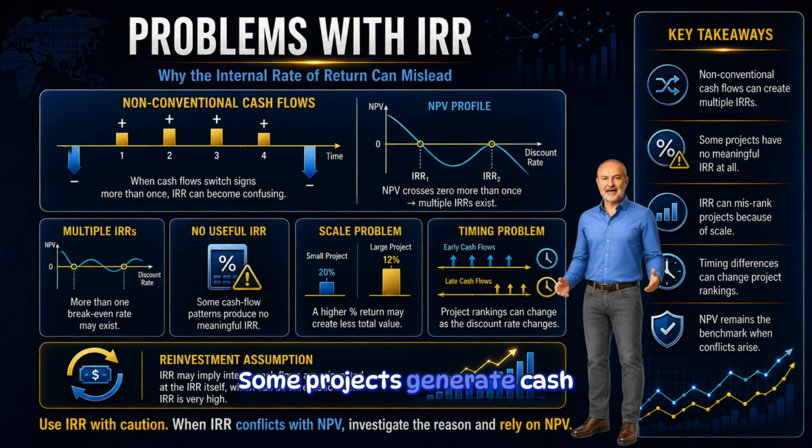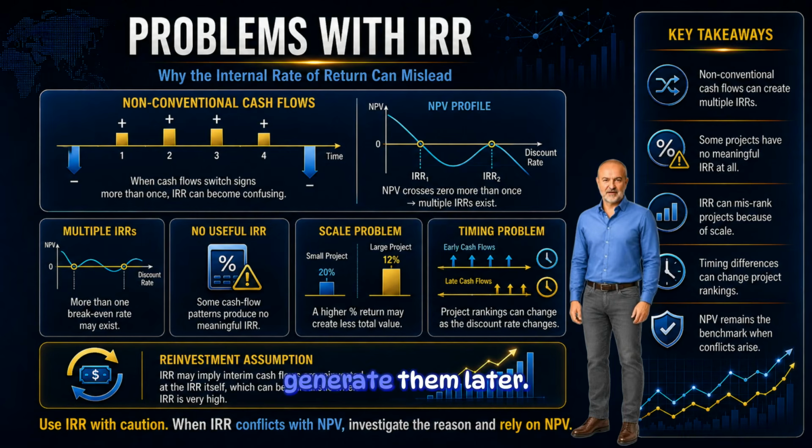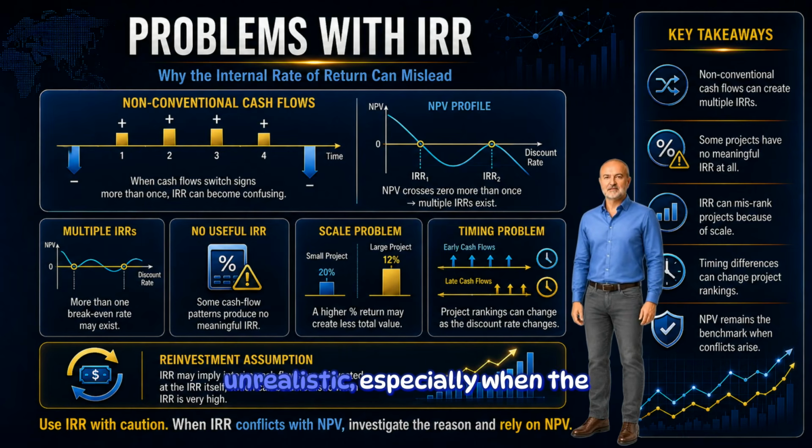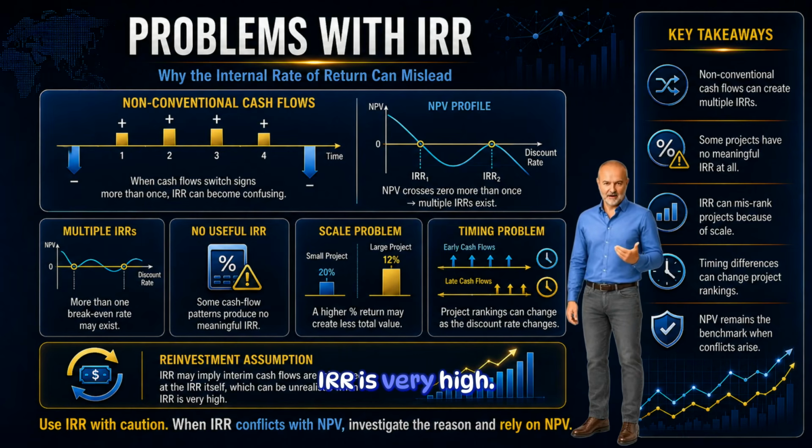Some projects generate cash flows earlier, while others generate them later. Because discounting affects later cash flows more strongly, project rankings can change when the discount rate changes. Finally, IRR is sometimes interpreted as if interim cash flows can be reinvested at the IRR itself. That assumption could be unrealistic, especially when the IRR is very high.